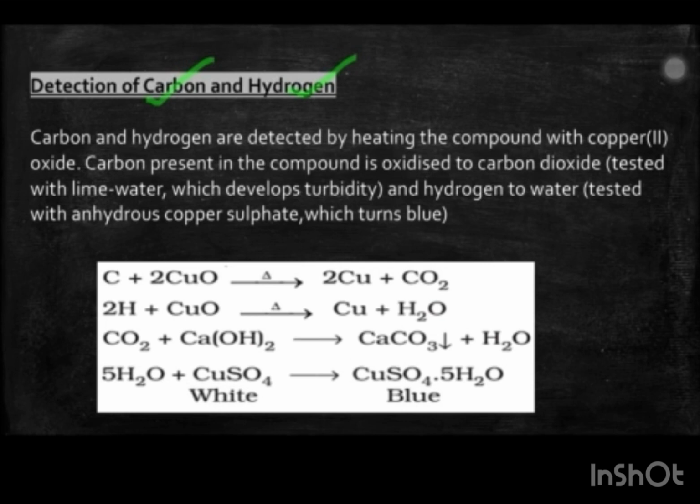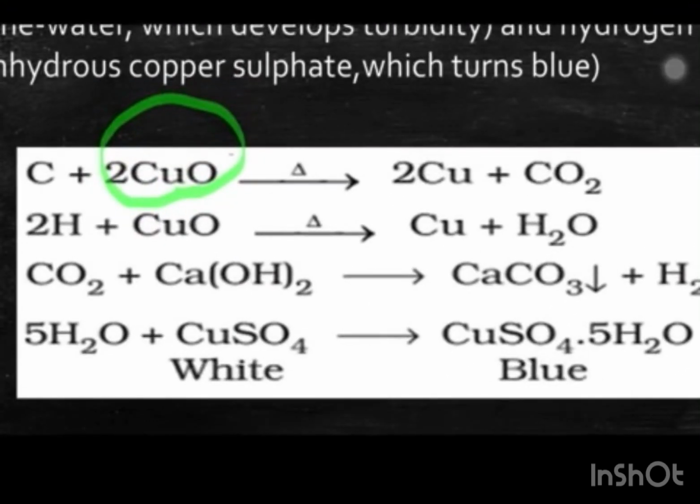We just have to heat the organic compound with copper oxide, as you can see here in the equation. Copper oxide is an oxidizing agent here. So on heating the organic compound with copper oxide, the carbon which is present in the organic compound will change to carbon dioxide gas, and hydrogen will get oxidized to water vapors.